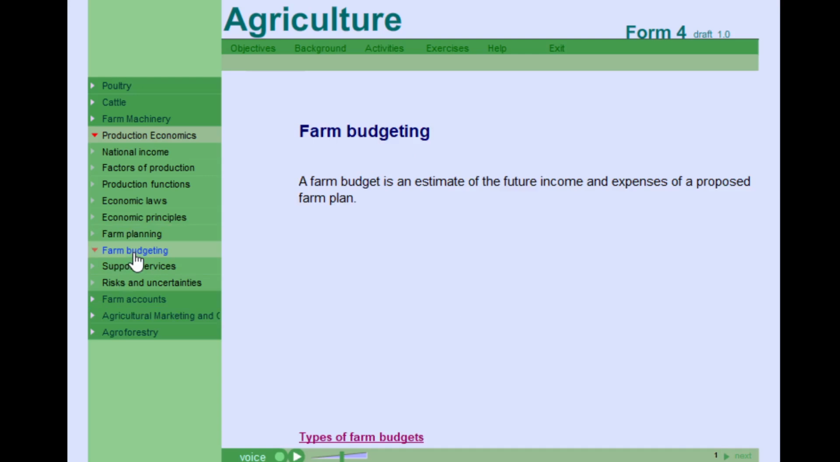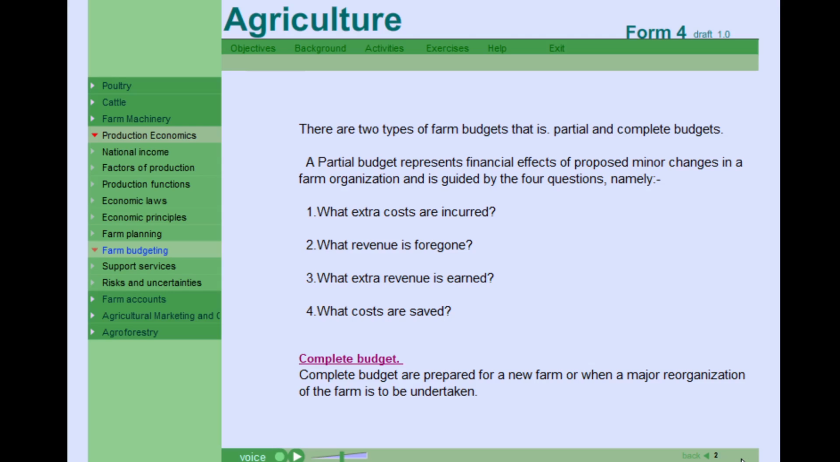Farm budgeting. A farm budget is an estimate of the future income and expenses of a proposed farm plan. Types of farm budgets. There are two types of farm budgets, that is, partial and complete budgets.